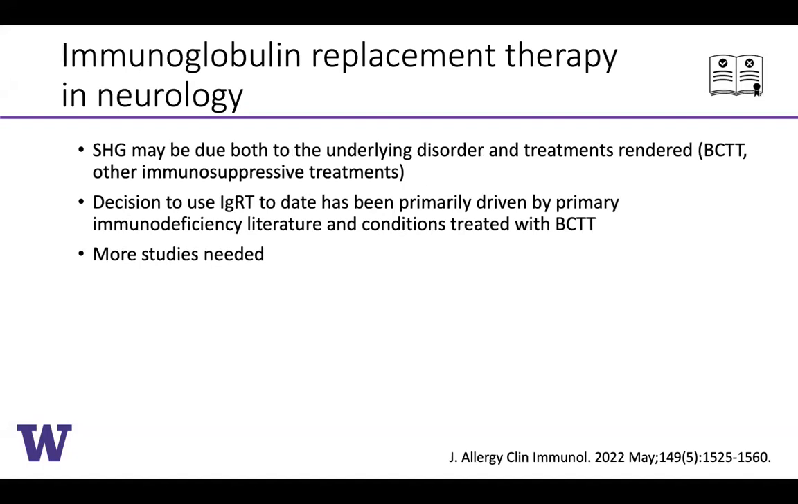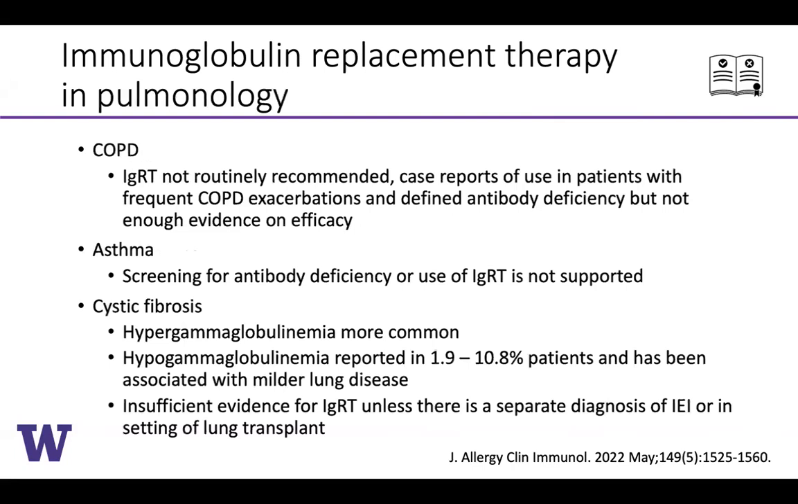In neurology, there's really not a lot of data. It's not really clear in patients with neurological conditions such as MS whether the secondary hypogammaglobulinemia is due to the underlying disorder or treatments. The decision to use immunoglobulin replacement therapy has been mainly driven by the primary immunodeficiency literature, and a lot more information is needed to get more detailed guidelines.